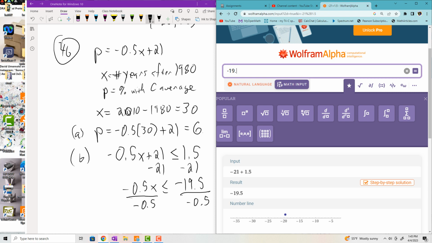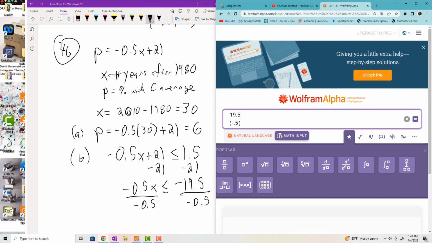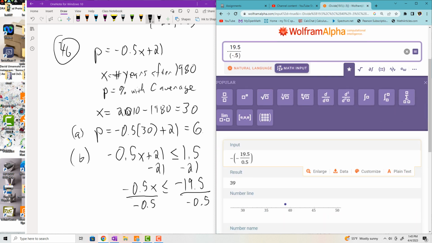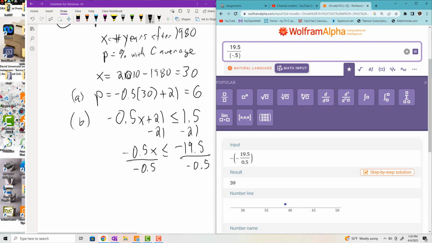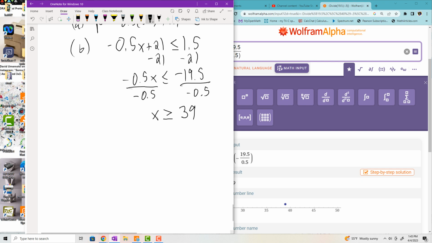Negative 19.5 divided by negative 0.5 gives me 39. And I divided by a negative, so it's going to change the direction of the inequality. And then we have to interpret it. So x values represent years after 1980. On the number line, here's 39. It's anything greater than or equal to 39 years after 1980.